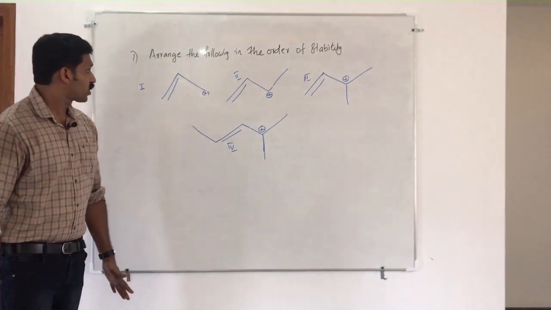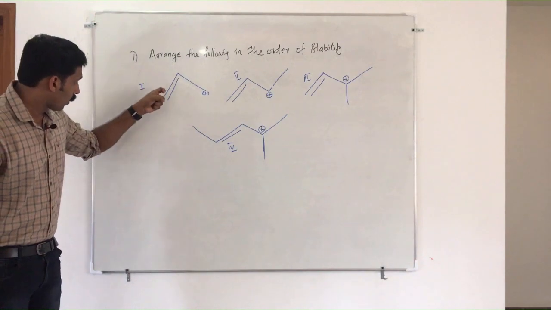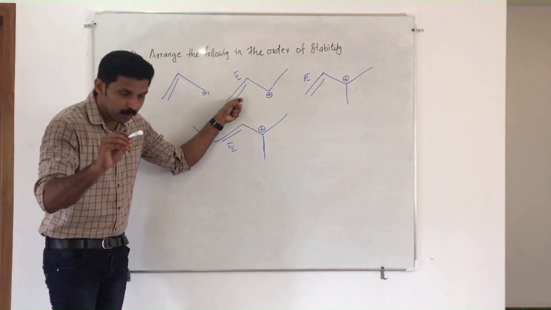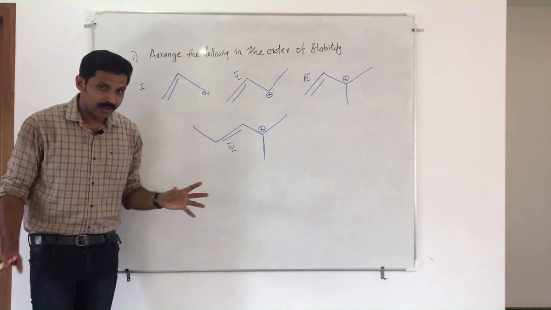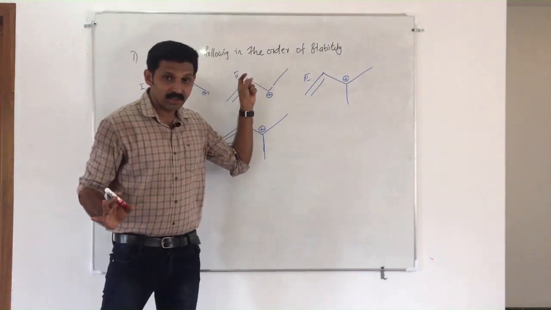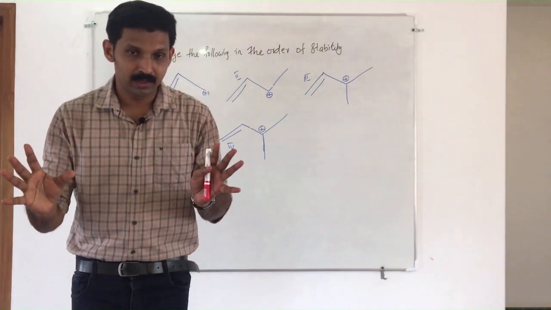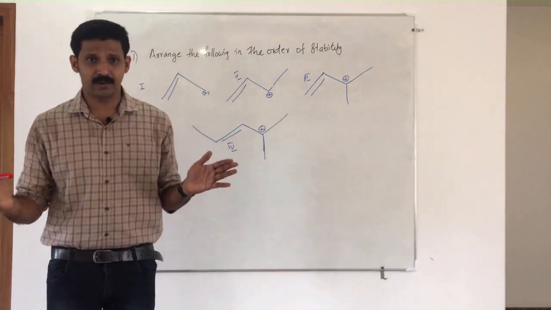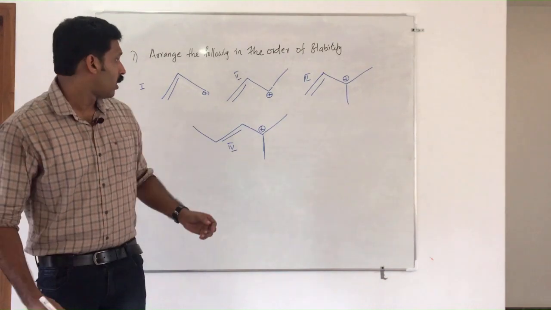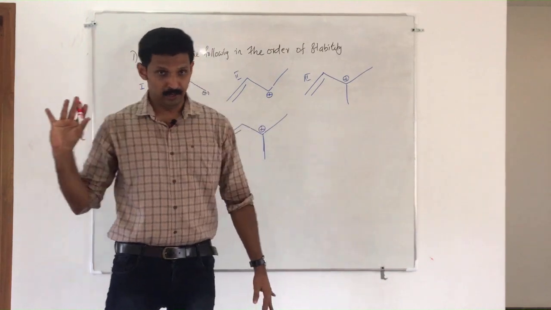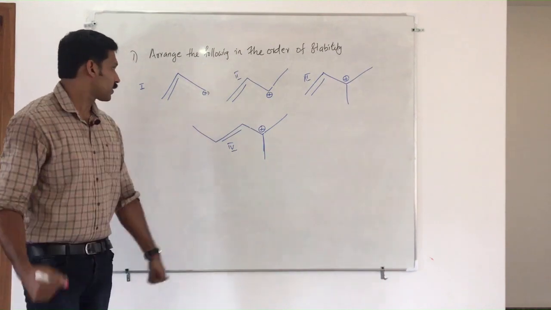Now look at the first question. Arrange the following in the order of stability. One molecule is there, another molecule, a third molecule, and a fourth molecule. I request you that after reading these questions, you press the pause button in your video. Then find out the answer yourself. Then check whether it is right or wrong after viewing the rest of this video. Just pause it and then I'm going to do the answers.